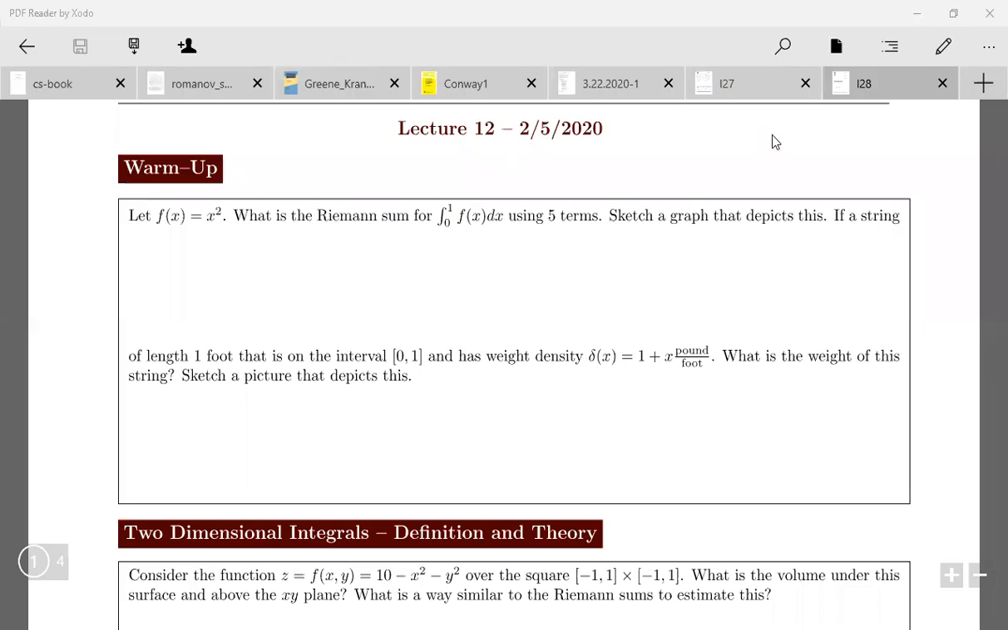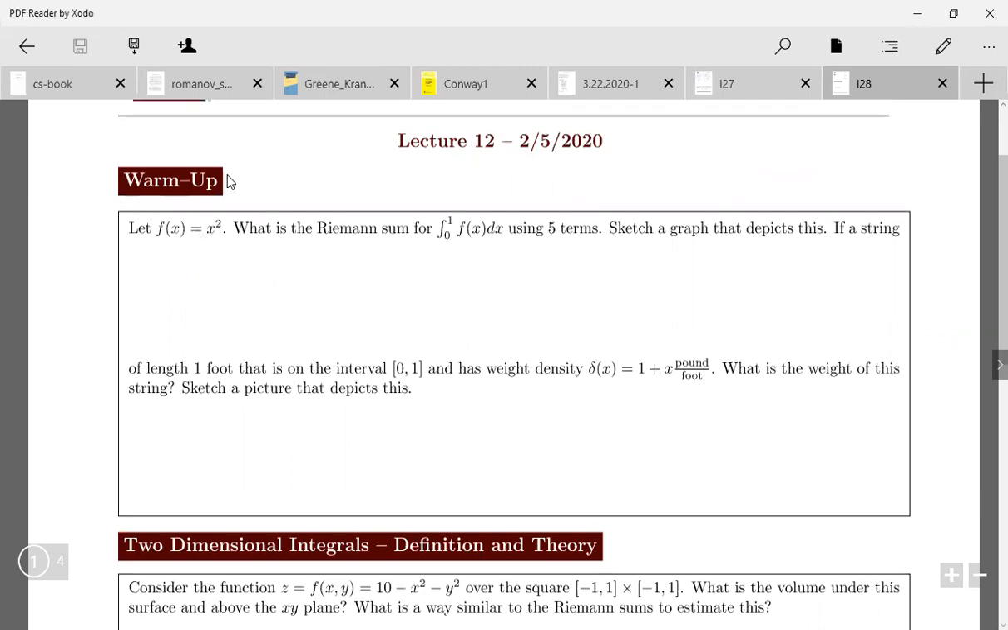Okay, so now we are into the theory of what multidimensional integrals are. And we're going to start with this warm-up. Let f of x equals x squared. What is the Riemann sum of f over [0, 1] using 5 terms? So let me just sketch what's going on here.